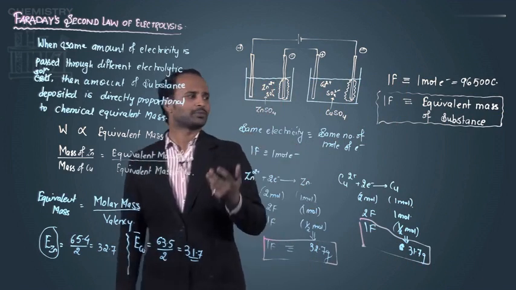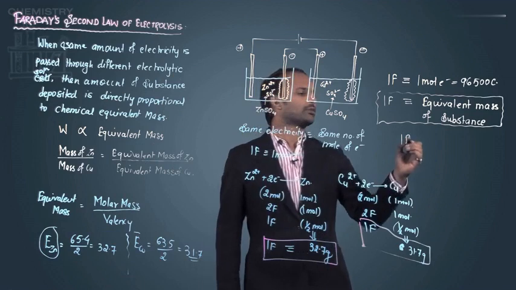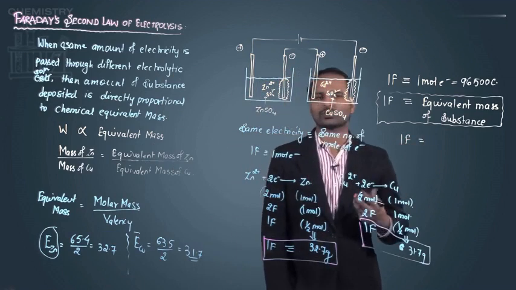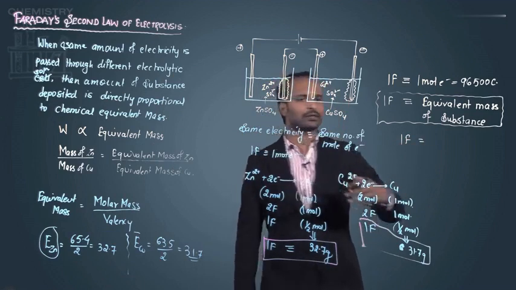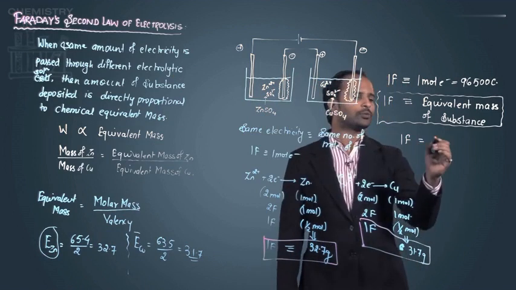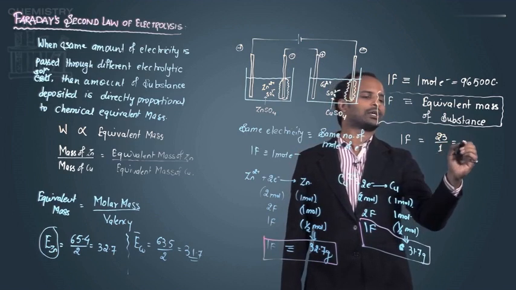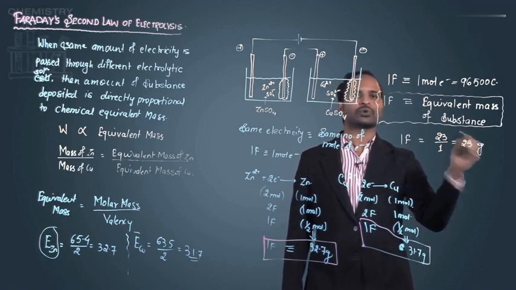So suppose I have sodium, and I am passing 1 Faraday of electricity. How much sodium will deposit? Simply, I will say that it will deposit an amount equal to its equivalent mass. For sodium, the atomic mass is 23 and its valency is 1. So 1 Faraday of electricity will deposit 23 grams of sodium.